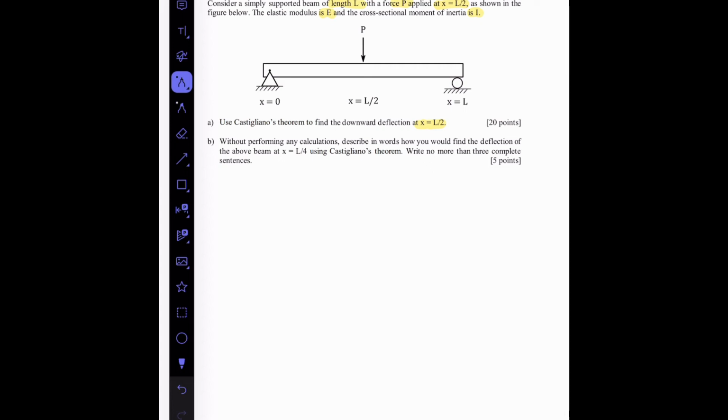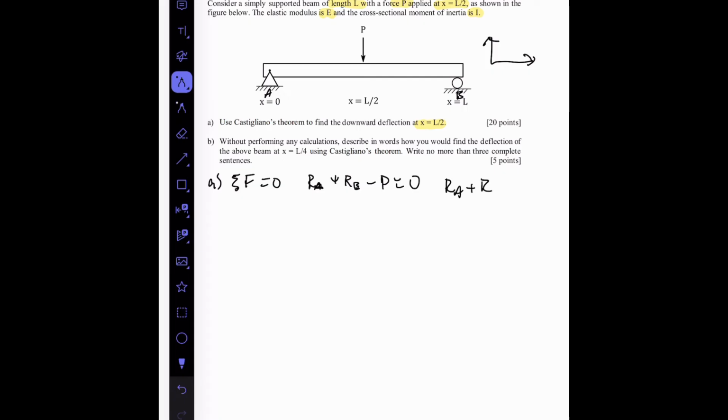So let's go ahead and start by first finding our reaction forces at the supports, because we have to find the bending moments first. Sum of forces is going to be 0. I'm going to label this point A and this point B. So we have RA plus RB plus the load, which is going to be P, and it's downward. I'm defining up as positive, down is negative. That's going to be equal to 0.